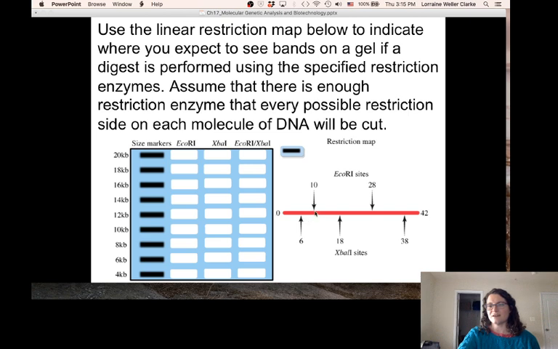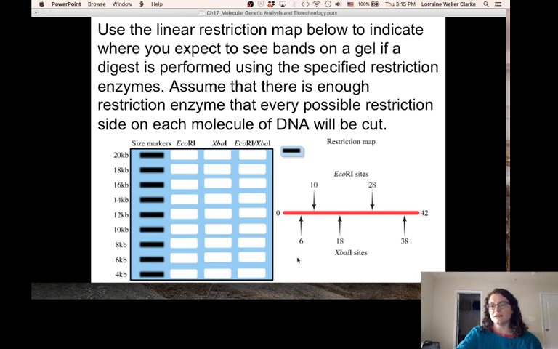You just go down the line and figure it out. If you know that one cuts at 10 and 28, and this one cuts at 6, 18, and 38. Oop, I moved too soon. Okay, we have 6 first, and then what's this one? 6 to 10, you're going to see a 4. 10 to 18, you're going to see an 8. 18 to 28, you're going to see a 10. 28 to 38, you're going to see a 10, and 38 to 42.